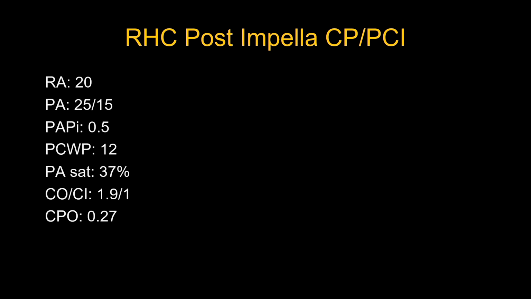Obviously, we decided to go with the right heart cath. And these are the right heart cath numbers. RA pressure is 20. His PA is 25/15. That gives us a PAPI of 0.5. His wedge is 12. His PA sat is 37%, as I said, in a lot of inotropy. His cardiac output is 1.9 with cardiac index of 1 and cardiac power output of 0.27.